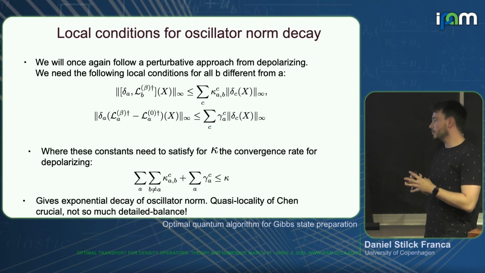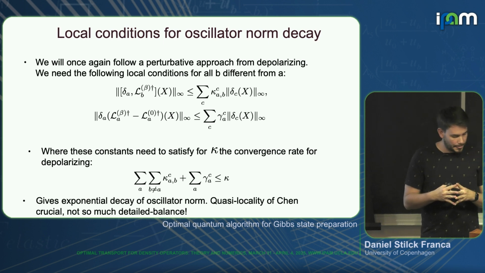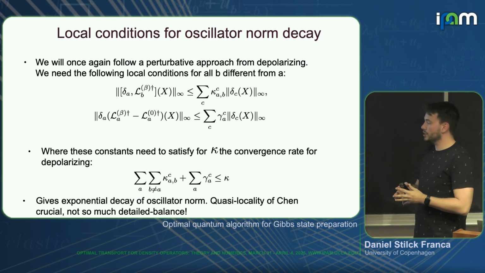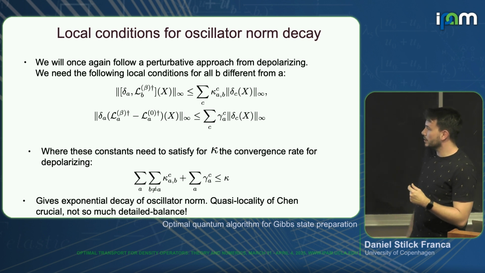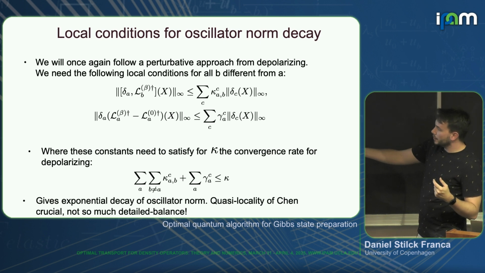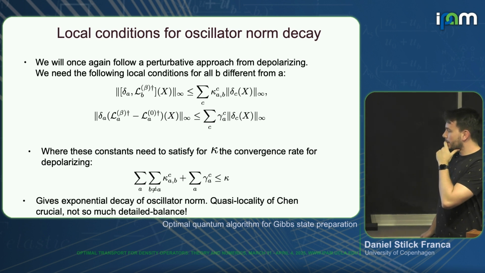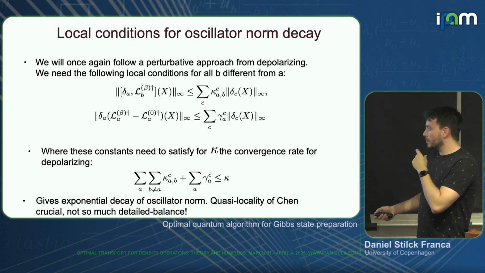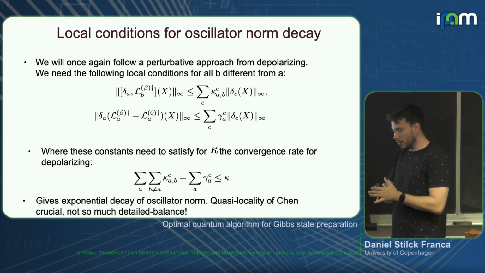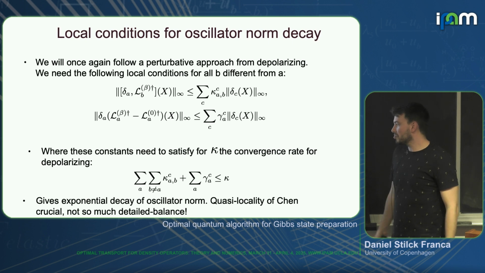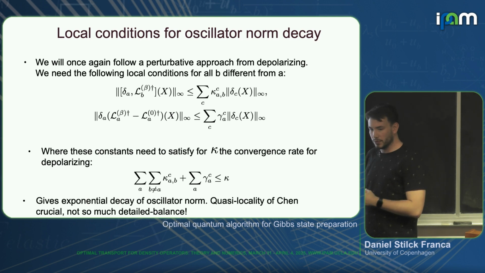What I also wanted to emphasize is that the quasi-locality of the generators was quite important to get something like this. Otherwise you would have no way of controlling this commutator over here. But the fact that these generators satisfy detailed balance, or that the semigroup converges to a faithful, full-rank state, was essentially irrelevant for this proof.